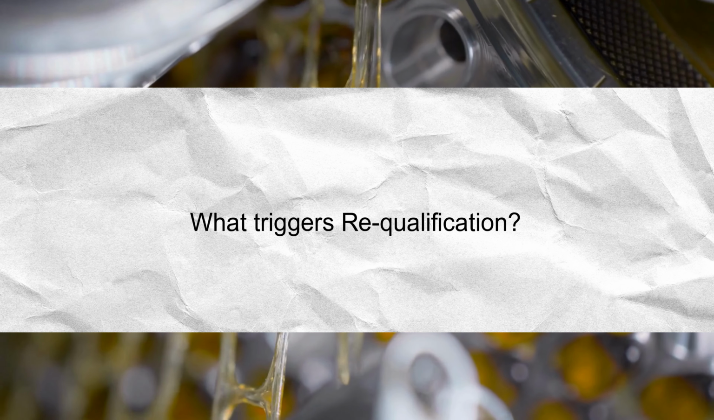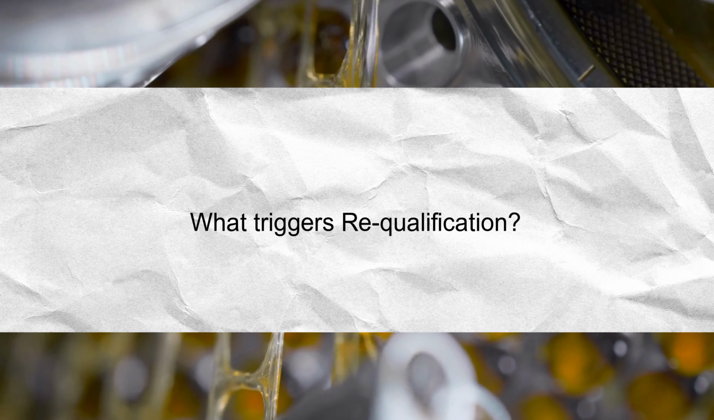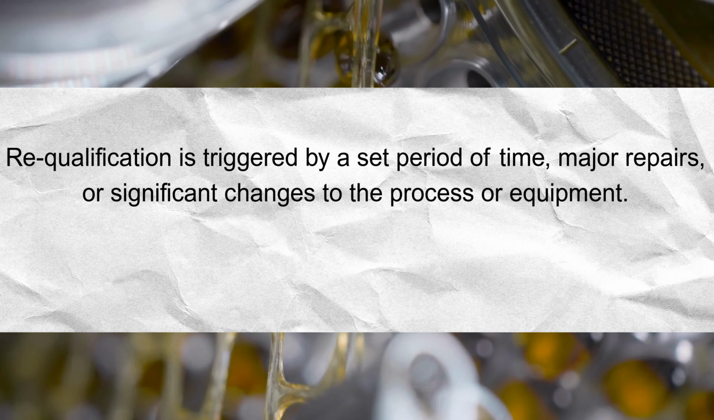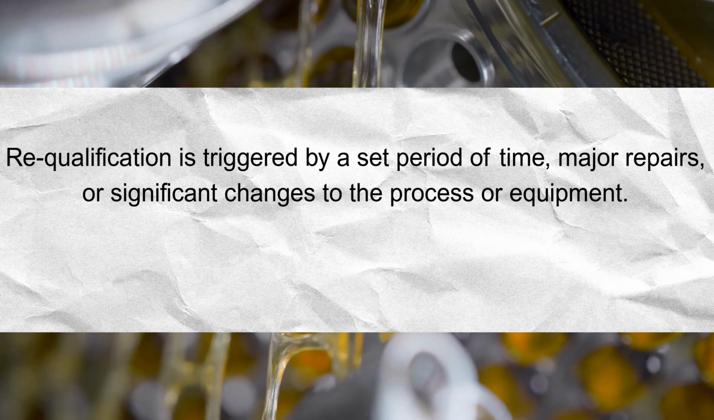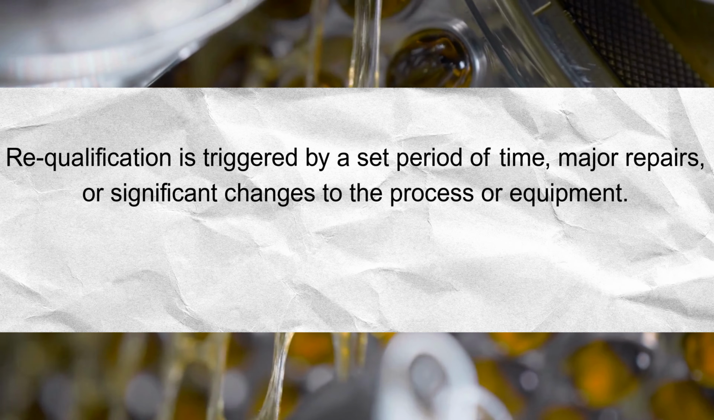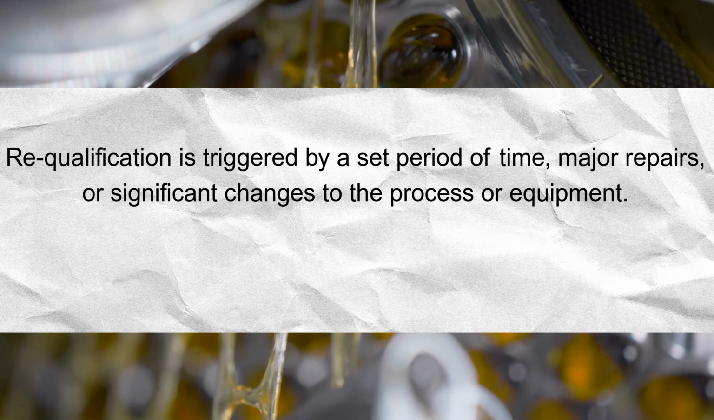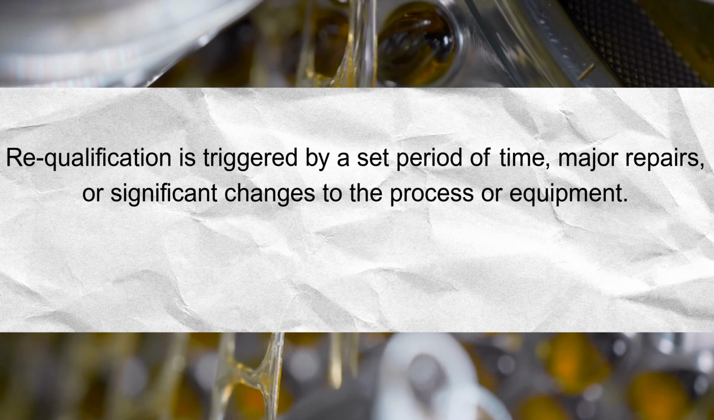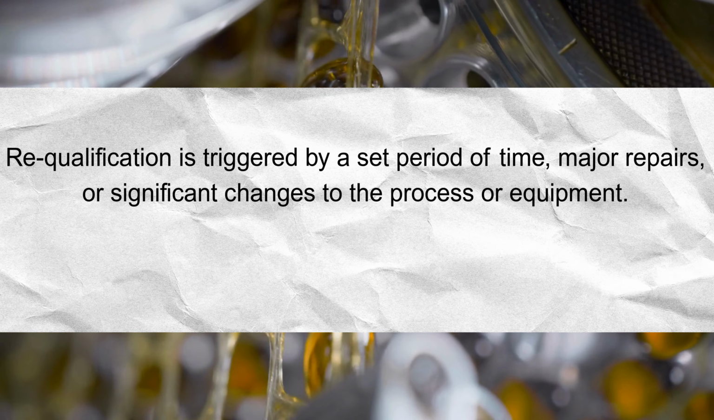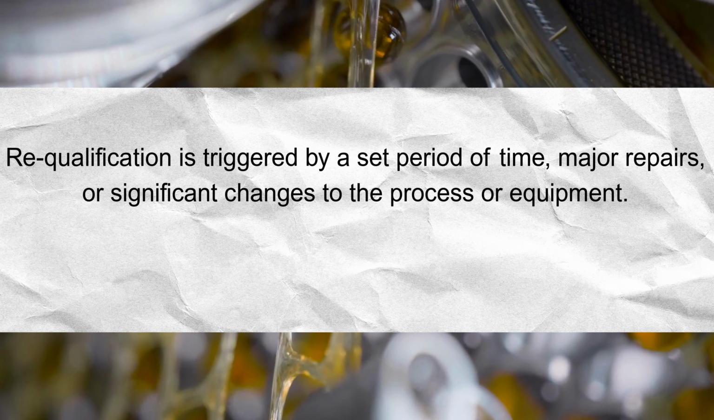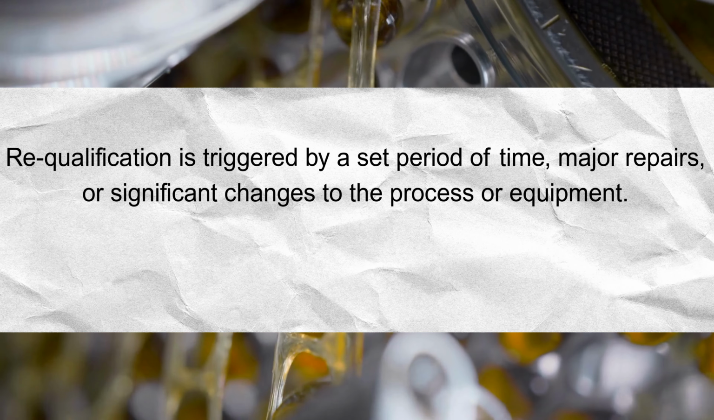Number 18. What triggers re-qualification? Re-qualification is triggered in 3 ways. By time, such as an annual review of a critical system. By significant changes, such as a major repair or software update. Or by a trend in deviations that suggests the system is no longer performing as it should. It ensures that the system hasn't drifted from its original validated state over years of use.